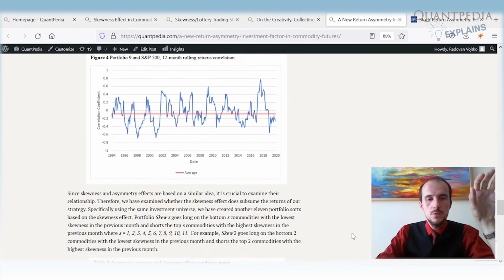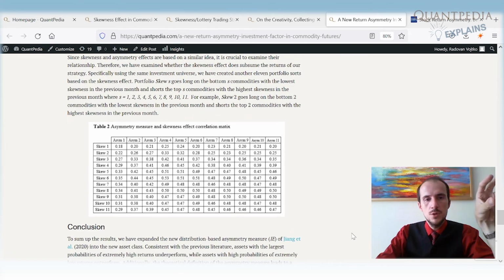Another added value of this strategy is that the asymmetry measure is not highly correlated to the skewness effect in commodities. So it means that the new definition of asymmetry that's based on the research paper by Zhang and his colleagues is independent from the skewness measure that we tested and that I showed in the previous video. So we can combine these two strategies and have a better portfolio. This strategy can be a very nice diversifier to an overall commodity trading portfolio.